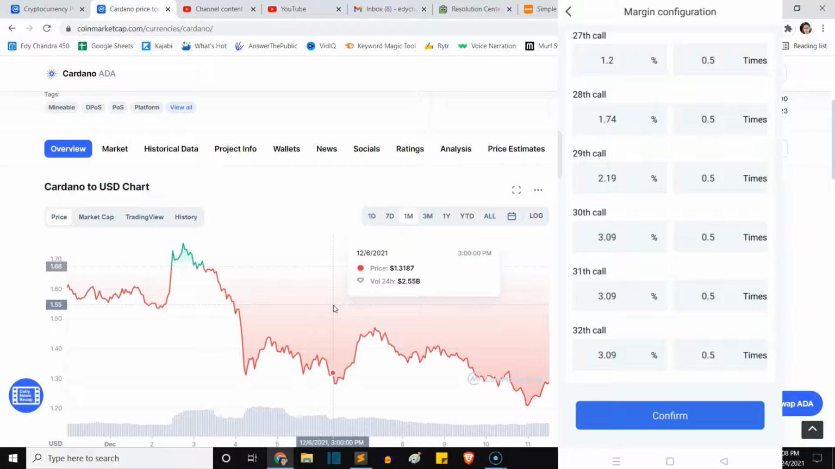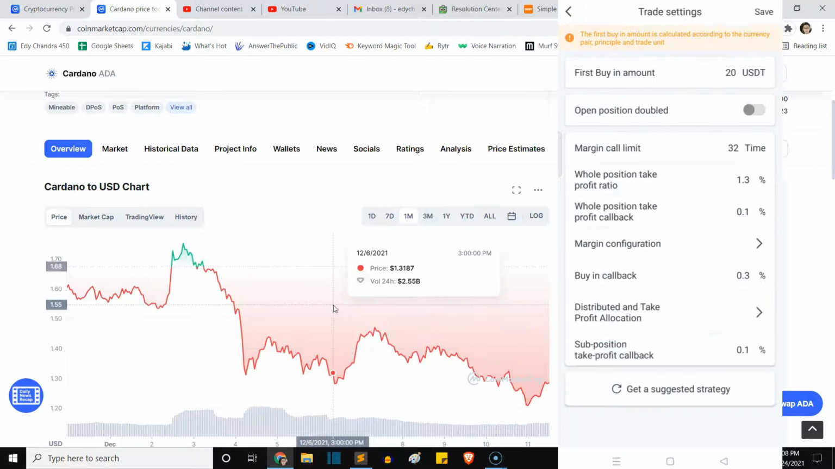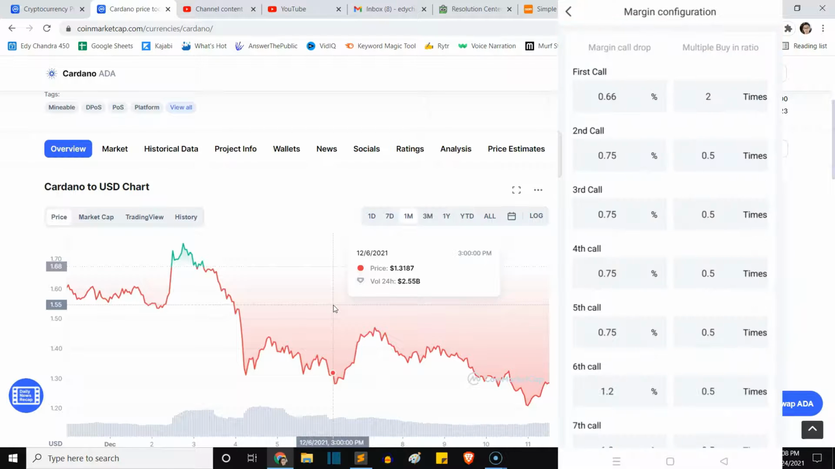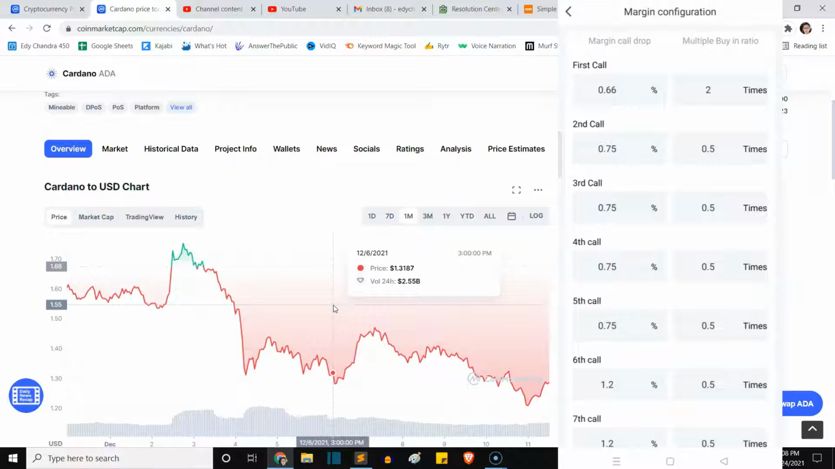Once you've done everything, guys, you can confirm it. So I have confirmed it. Now, if you add all this up, guys, all the margin call drop, it can sustain up to 70% market drop, okay? 70%, which is more than enough.